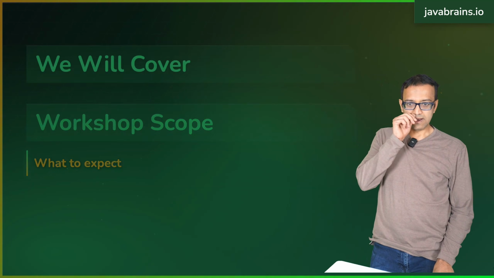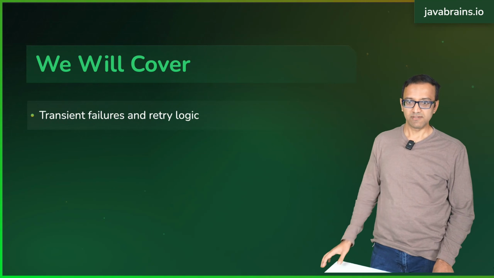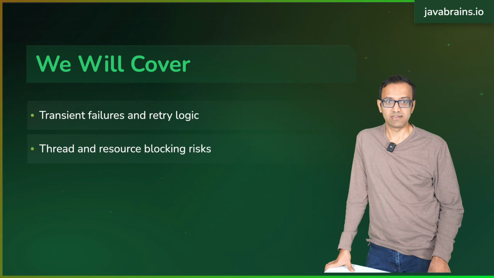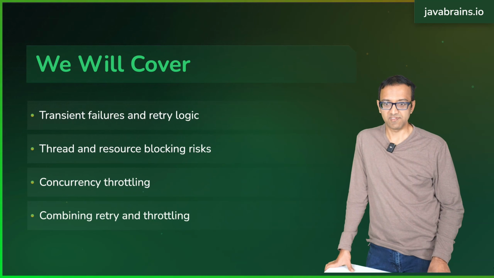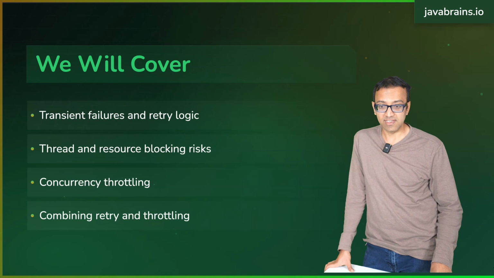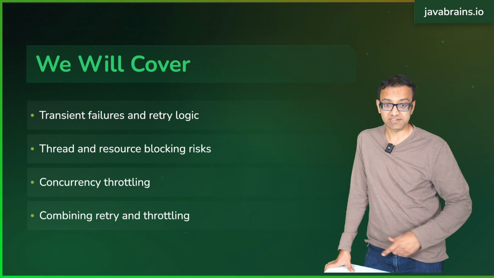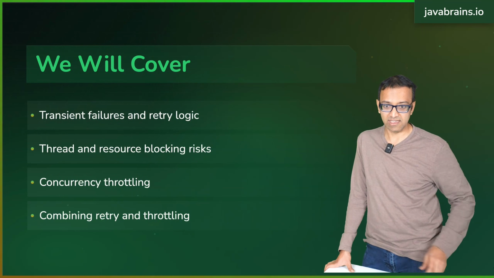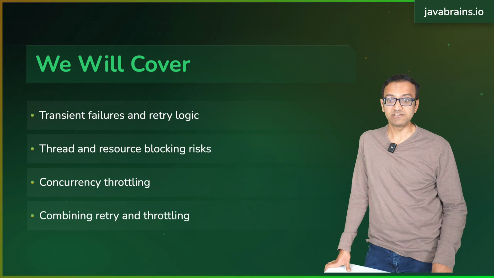All right, so this is what we're going to cover in the workshop. We're going to handle transient failures in retry logic, and we're going to look at thread and resource blocking risks. And we're going to do concurrency throttling. I think I have an exercise where I combine both. I don't remember. If not, then we can forget about the combination. At least I'll touch upon it. We might not have an exercise where we merge both of them.